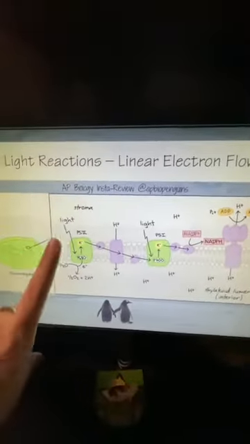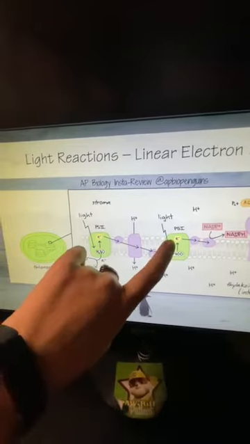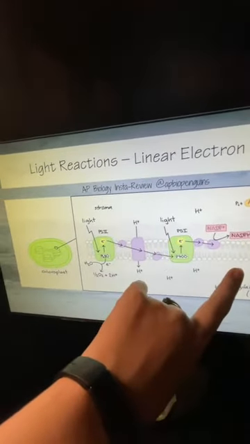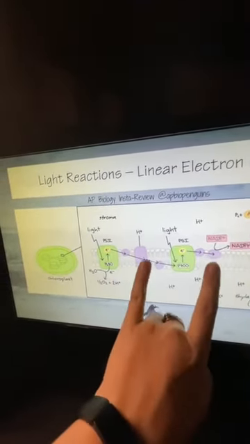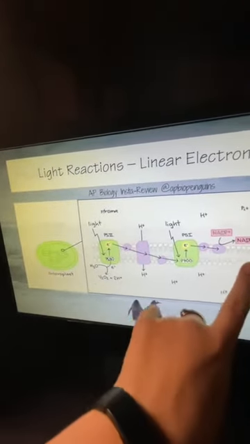When we look here, this is considered linear electron flow. We start here in photosystem 2. We go through an electron transport chain making ATP. We then have another photosystem, and then we go through the process of making NADPH. So we're making a 1-to-1 ratio between ATP and NADPH. This is important. Energy went straight through. The electron went straight through, and it's important to realize how we're able to make that.